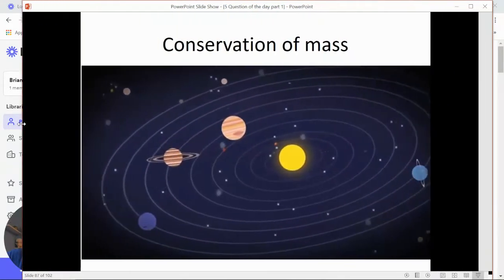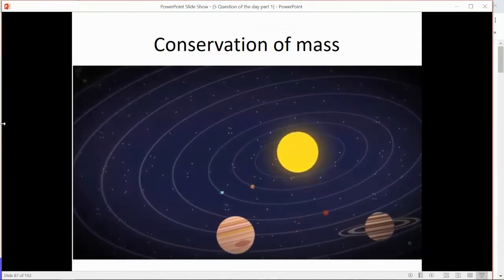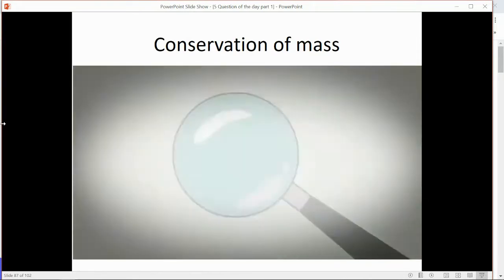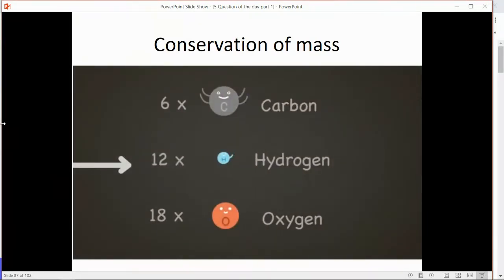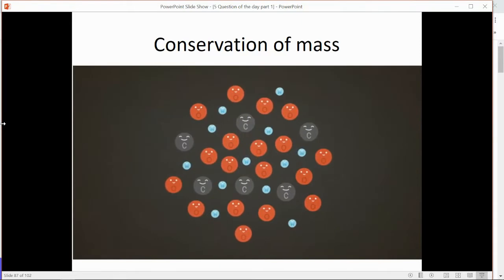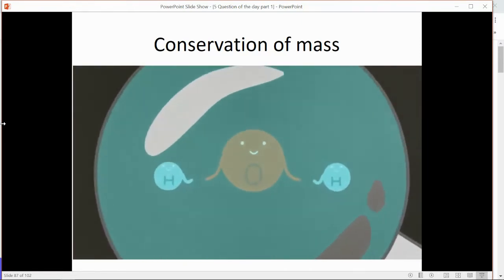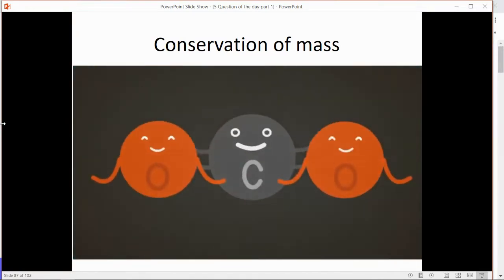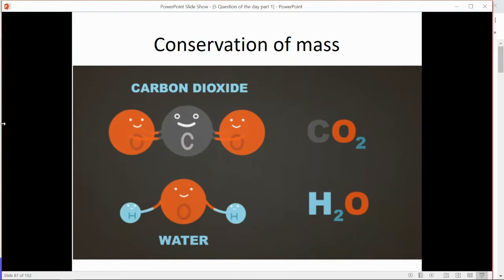The universe, to the best of our knowledge, is an isolated system. But before we get to that, let's look at a much smaller and simpler one. Here we have 6 carbon atoms, 12 hydrogen atoms, and 18 oxygen atoms. With a little energy, our molecules can really get moving. These atoms can bond together to form familiar molecules. Here's water, and here's carbon dioxide. We can't create or destroy mass. We're stuck with what we've got.